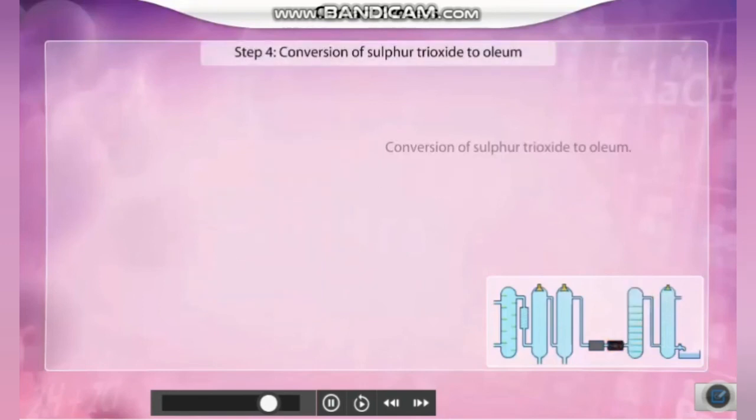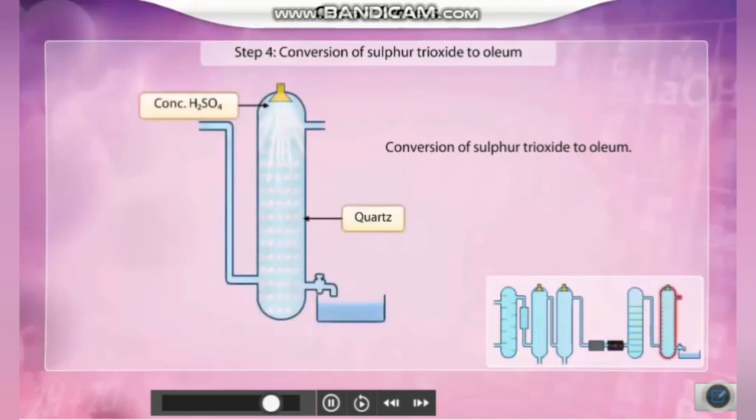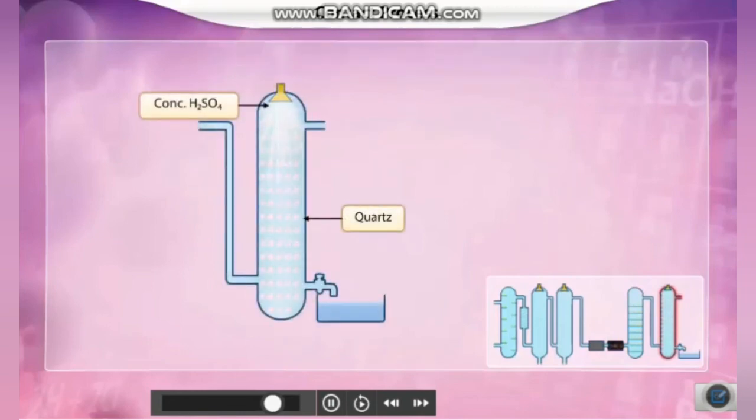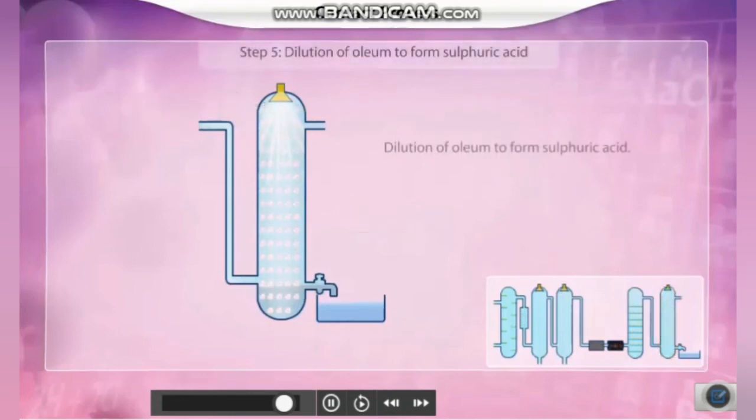The sulfur trioxide formed is converted to oleum in the next step. The sulfur trioxide from the catalytic converter is passed into the absorption tower, where it gets absorbed in a spray of concentrated sulfuric acid in the presence of a quartz catalyst to form oleum.